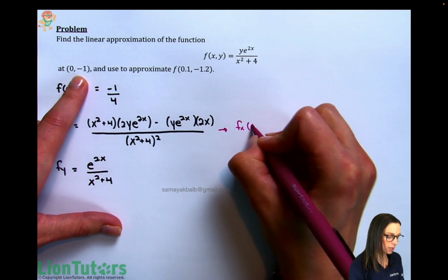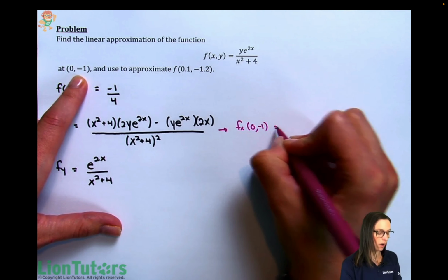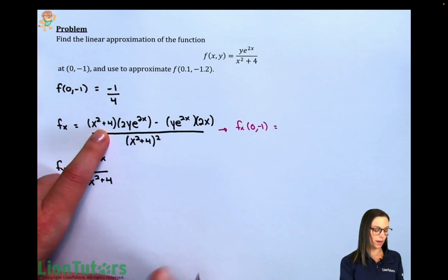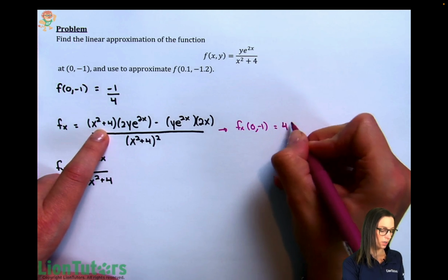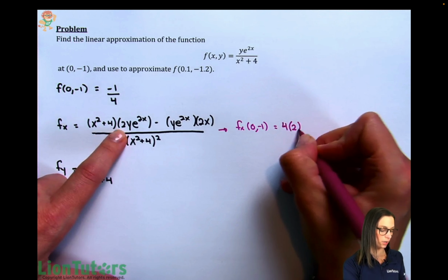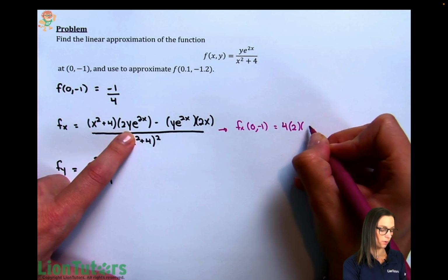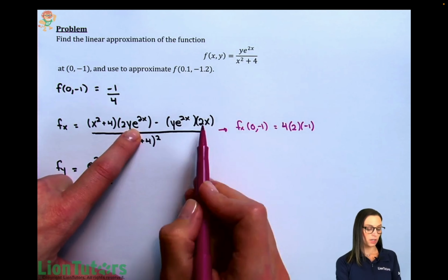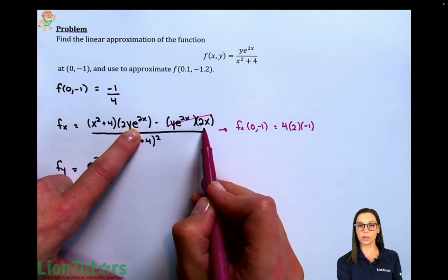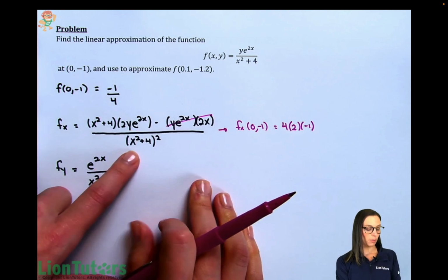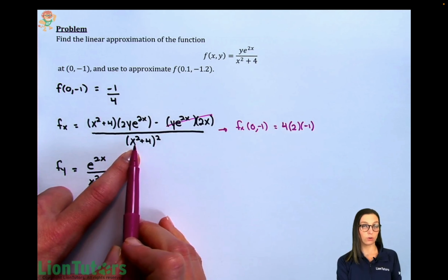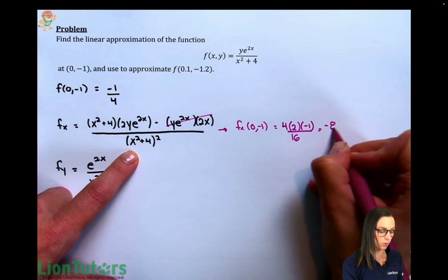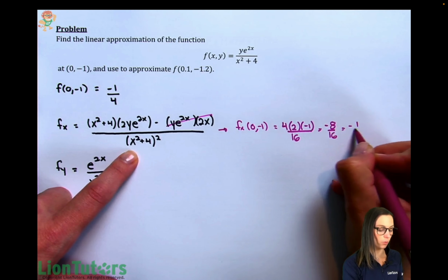So we're going to plug in a 0 for x and a -1 for y. If you plug in a 0 for x, that's going to give us 4 times 2, a y value of -1. E to the 0 is going to be 1. This whole term here is going to drop out if you plug in a 0 for x. And then on bottom, we have 0 plus 4 is 4. 4 squared is 16. So we have -8 over 16, or -1/2.